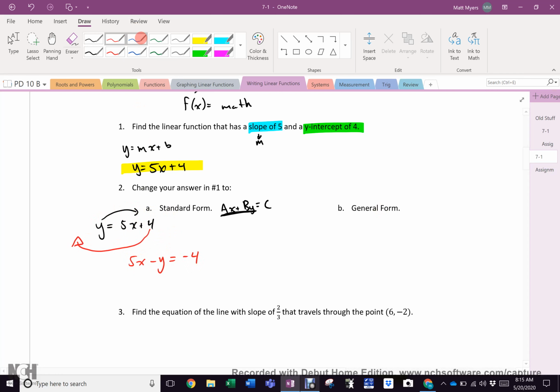General form, yes sir, ax plus by plus c equals 0. Same rule. X has to be positive. It's already positive. All I got to do is move this c back over. 5x minus y plus 4 equals 0. And there is general form. Yes, sir. And I won't do the joke again, I promise.